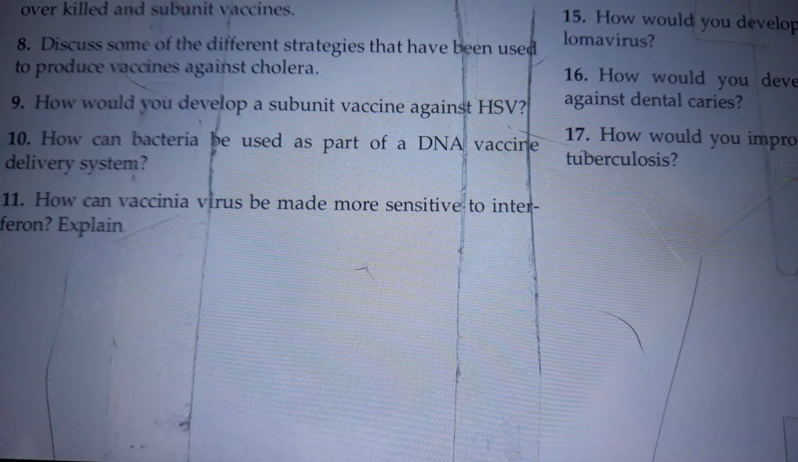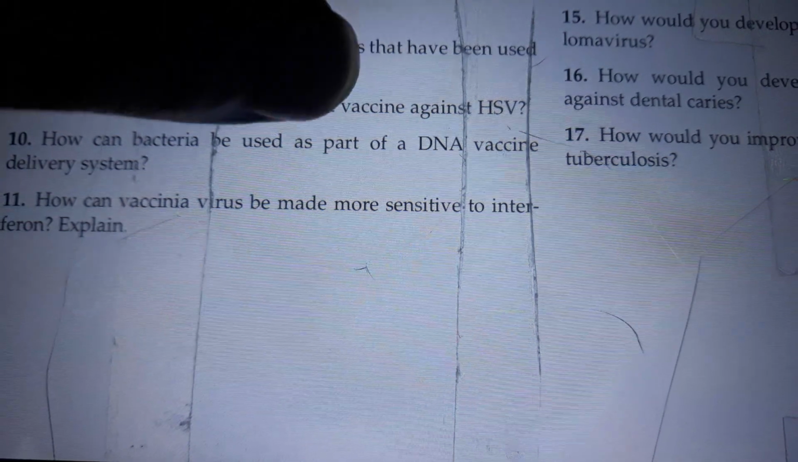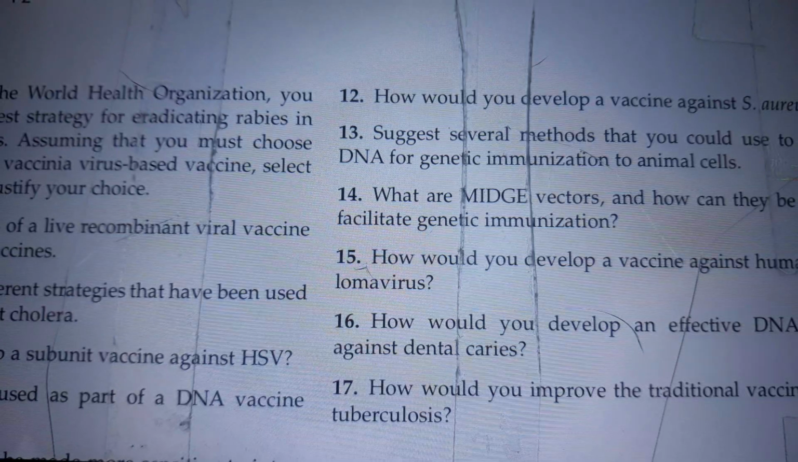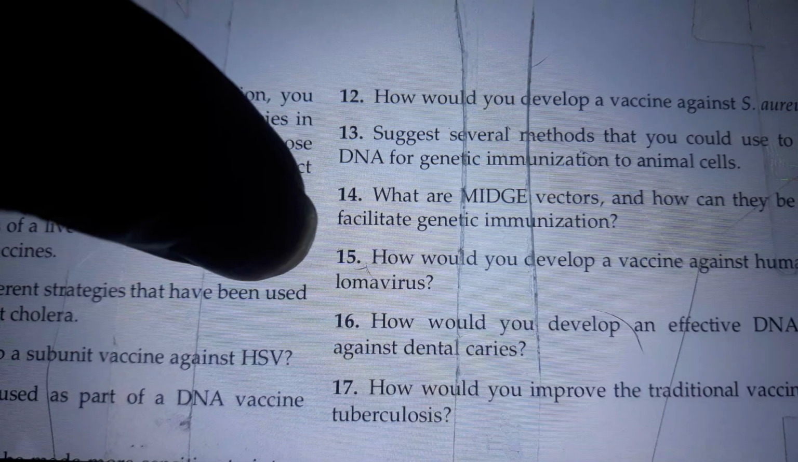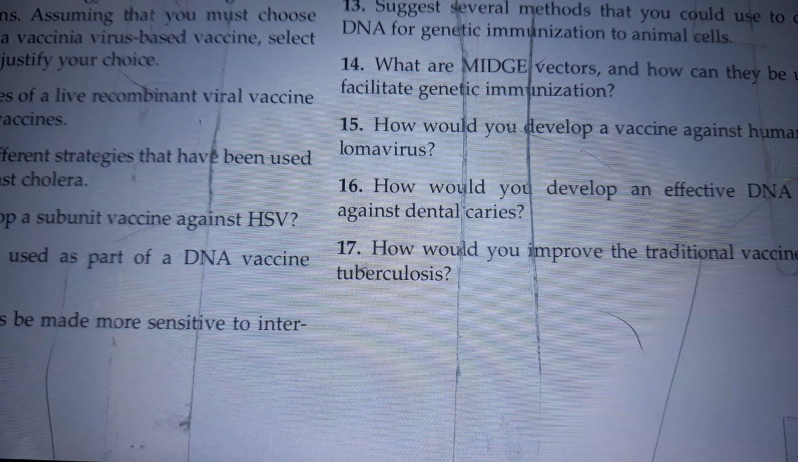How would you develop a subunit vaccine against HSV? How can bacteria be used as part of a DNA vaccine delivery system? How can vaccinia virus be made more sensitive to interferon, and explain that. How would you develop a vaccine against S. aureus? Suggest several methods that you could use to deliver DNA for genetic immunization to animal cells. What are MIDGE vectors and how can they be used to facilitate genetic immunization? How would you develop a vaccine against human papillomavirus? How would you develop an effective DNA vaccine against dental caries? And how would you improve the traditional vaccine against tuberculosis?